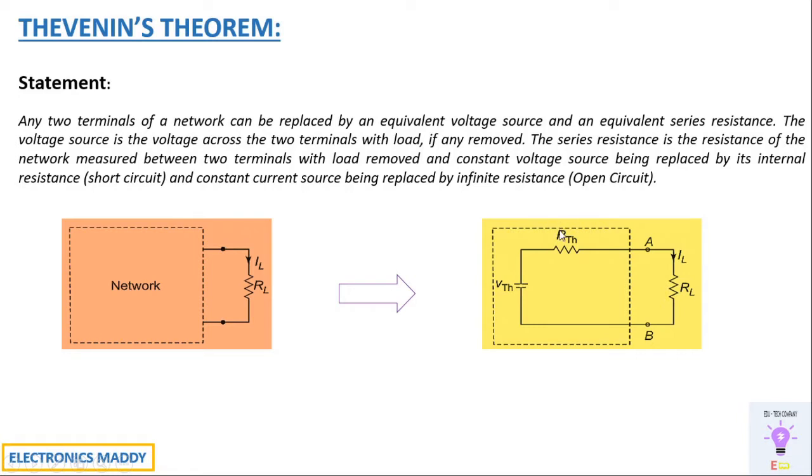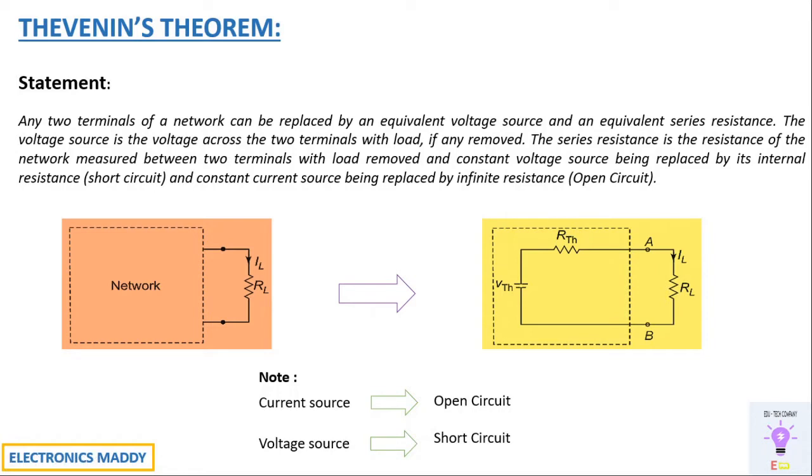While measuring RTH, the current source and voltage source should be represented by their internal resistances, either short circuit or open circuit. In general, current sources are replaced as open circuit and voltage sources are represented as short circuit. Why are they represented in this way? It is because the internal resistance of an ideal current source is very high, up to infinity, so that's the reason we represent it as an open circuit. The internal resistance of a voltage source is equal to 0, hence it's represented as a short circuit.